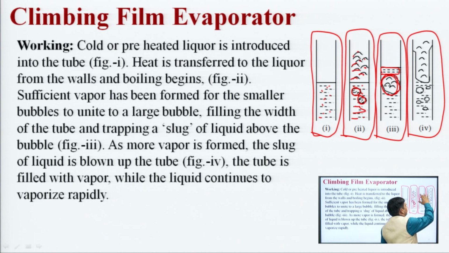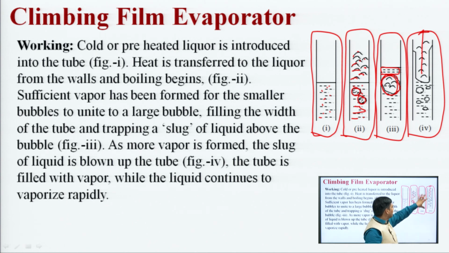the liquid above this bubble blows up and it gets transferred to the other portion, that is the separator. Okay. So, as more vapor is formed, the slug of liquid is blown up, the whole tube is filled with the vapors, while the liquid continues to vaporize rapidly from these tubes. So, in this way this climbing film evaporator works.